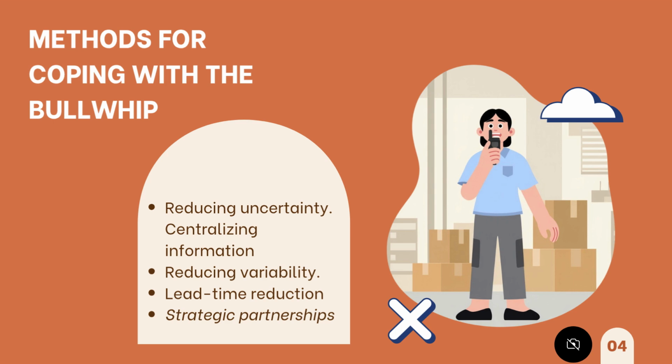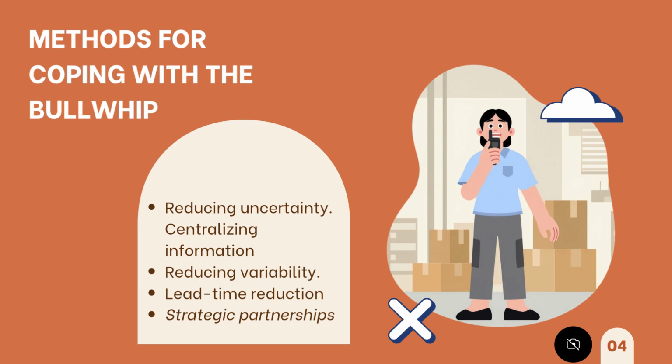Secondly, reducing variability. Demand variability can be reduced by using stable pricing strategies and avoiding sudden promotions or discounts. When customer demand becomes more stable and predictable, supply chain members can place orders more consistently and avoid large fluctuations in inventory. Thirdly, lead time reduction.